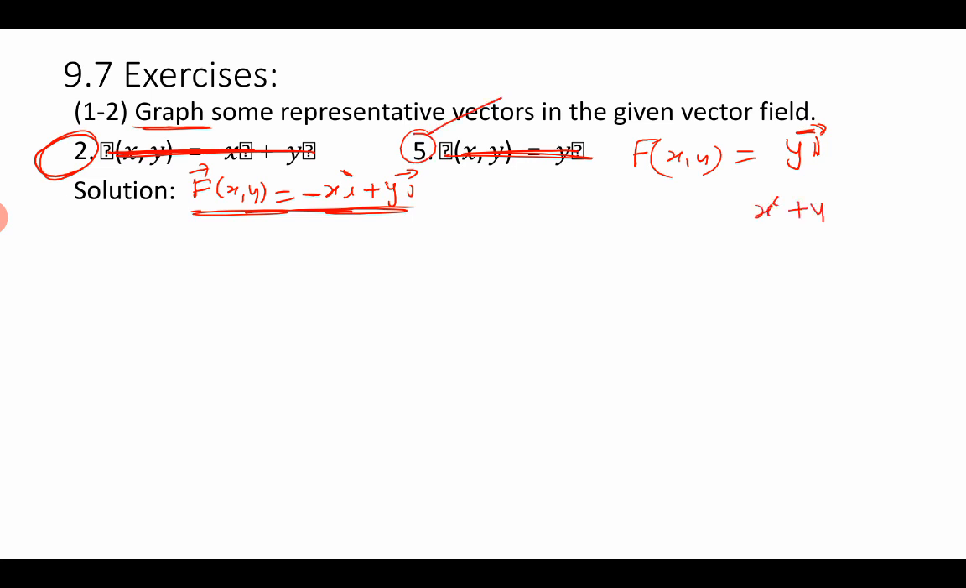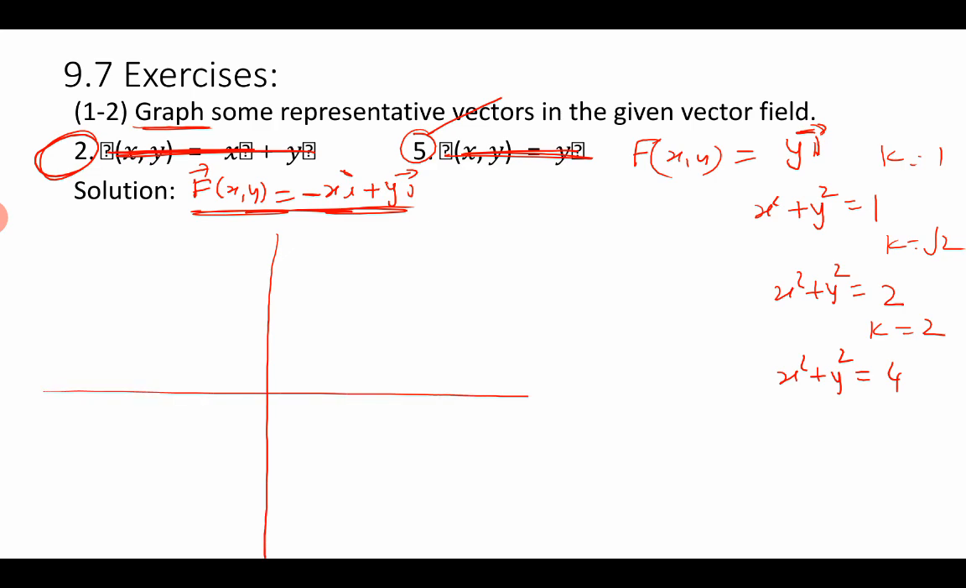You take 3 circles. x squared plus y squared is equal to 1, where k is 1, isn't it? And k is root 2: x squared plus y squared is root 2 squared, which is 2. Third, k is 2: x squared plus y squared is 4. Now, roughly, let us draw the circles. First circle, radius 1, all directions 1 unit. Second circle, then third circle, this is 2 units, isn't it?